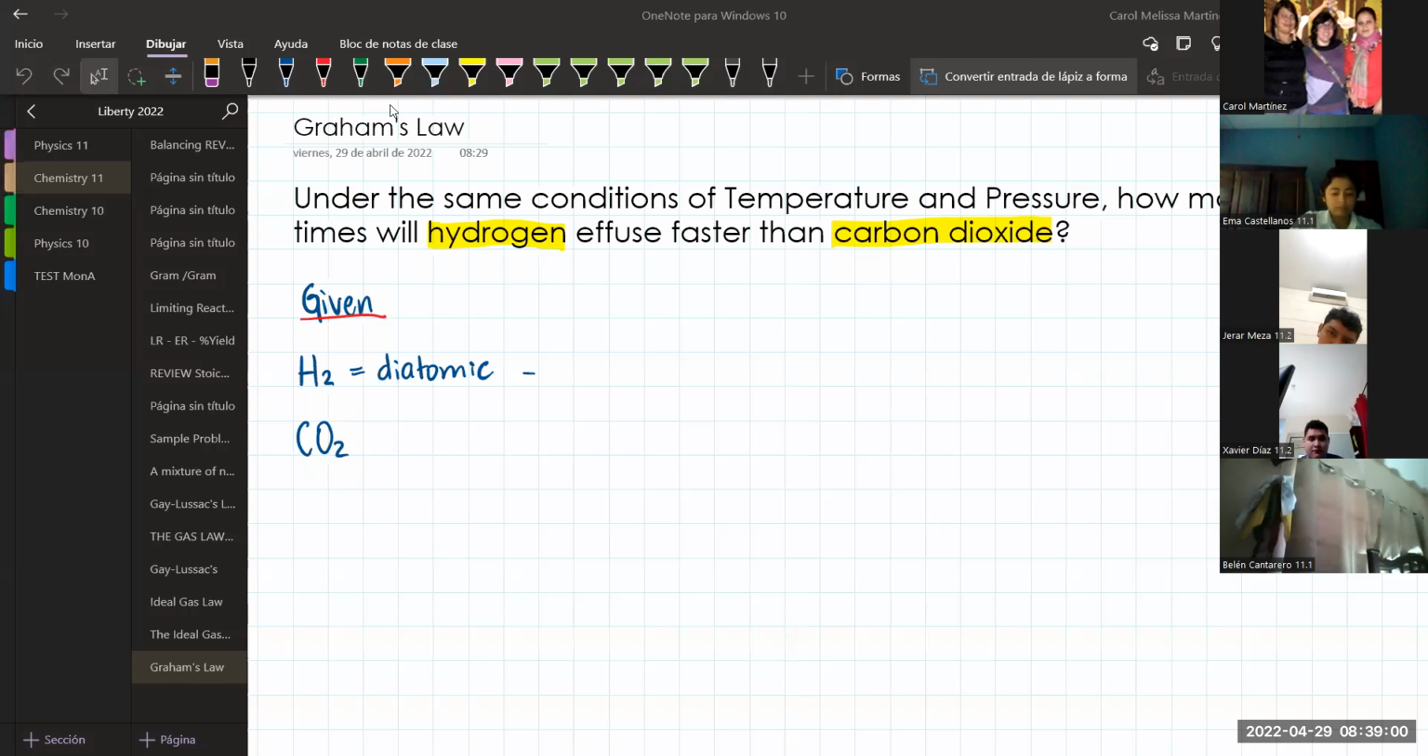So the first step that we're going to do is molar masses. For hydrogen, it's going to be 2 times 1.0079 grams. I have to work so much when I write all those decimals. I already memorized the molar mass for diatomic hydrogen as 2.0158.